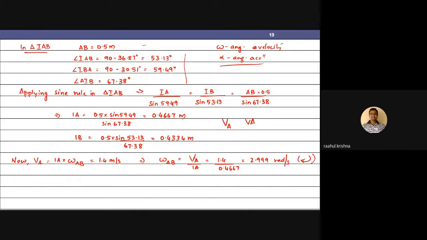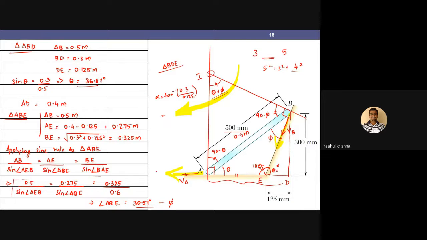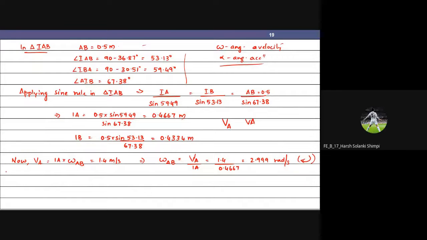Okay. And now, considering the velocities of A and B, can I not say that about I, the entire link AB is rotating in the clockwise direction? Yes, sir. So isn't that satisfying the definition of ICR? Yes, sir, it is satisfying. Isn't that my final objective? Yes, sir. Okay. So now we have found out the angular velocity.